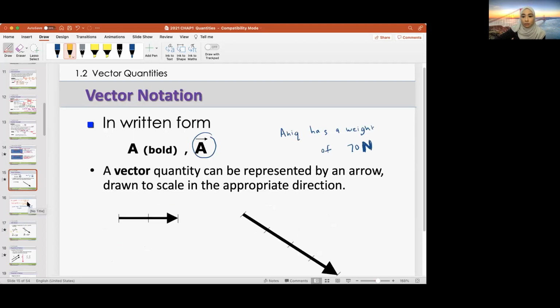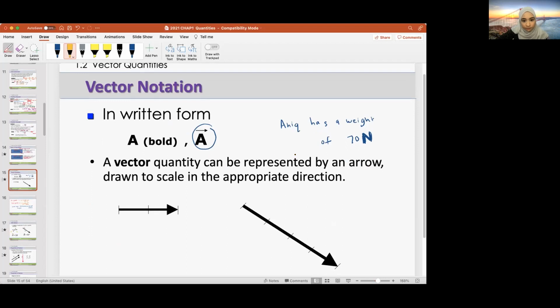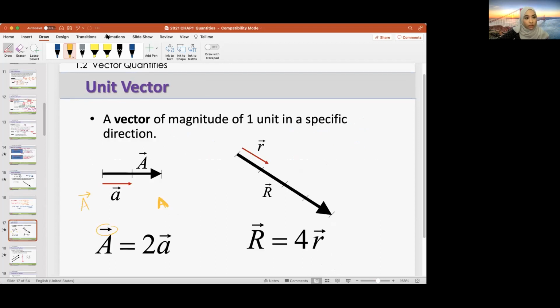Okay, so a vector quantity can be represented by an arrow drawn to scale in the appropriate direction. Doesn't tell us much. Move on. A vector of magnitude 1 unit in a specific direction. Let's take a look at this example. This arrow represents vector A. And I have this unit called small a. Small a is to the right and the length is this much. So this small a is a vector. It is to the right and the length is 1 unit.